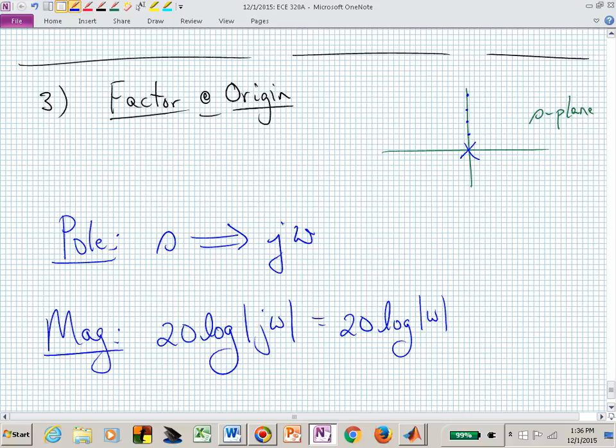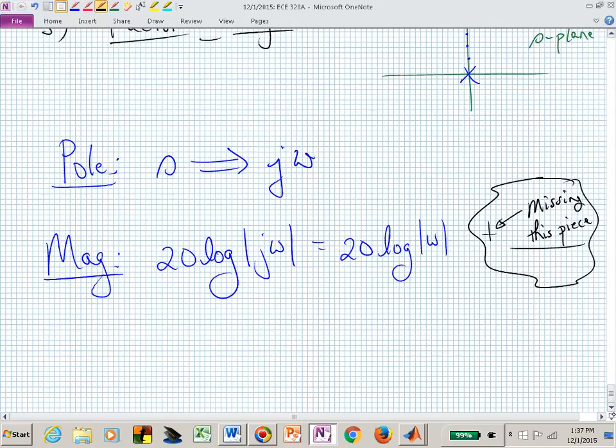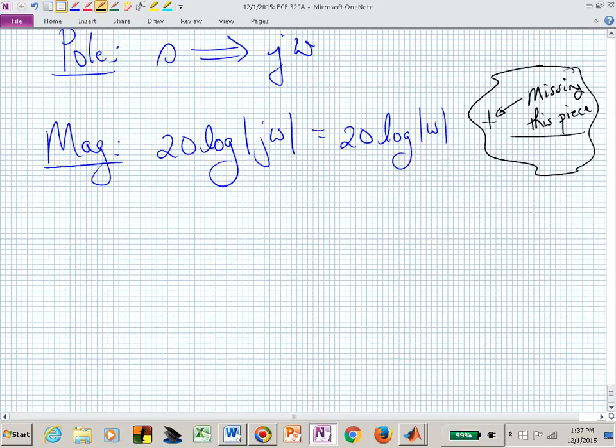And we don't have any other piece, do we? So we're really not doing anything over here. This is a missing piece. Now, if we're sketching this, and what I should have done is, since it's a pole factor, this is minus 1, so this is minus 20 log of omega, since it's downstairs.